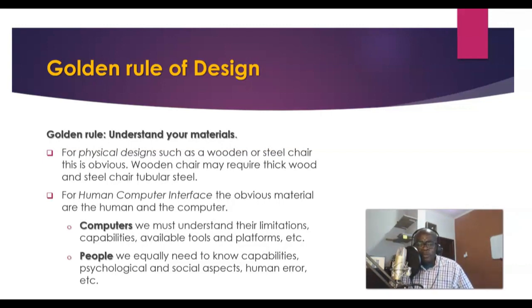And, well, how precise is a human being when performing actions? Is a human being prone to making errors? If yes, what shall we do about that to ensure that the system is still reliable despite the limitations that are in this human being? So on people, we need to know capabilities. We need to know psychological and social aspects. We need to know issues of human error, and how we are able to design an interface that accommodates all these things.